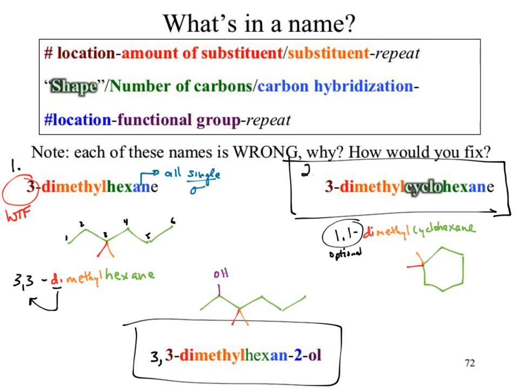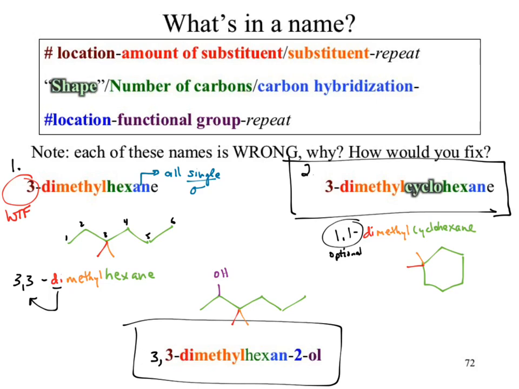So in the first one, the issue is it only specifies one of those methyls, the location. It needs to say 3,3 because it's a dimethyl. Okay. The second one, 3-dimethyl cyclohexane. Okay. It's a cyclohexane.